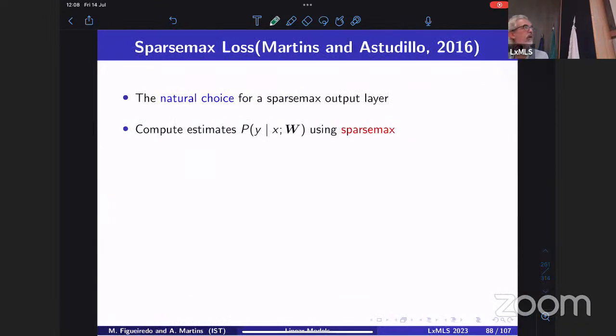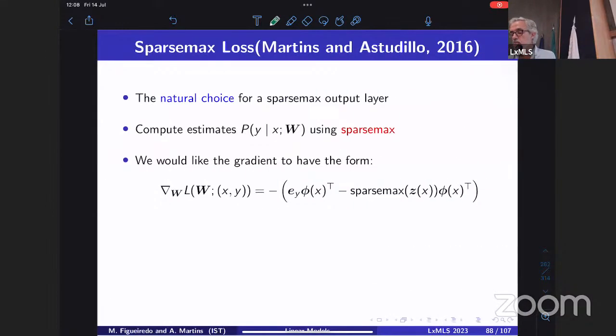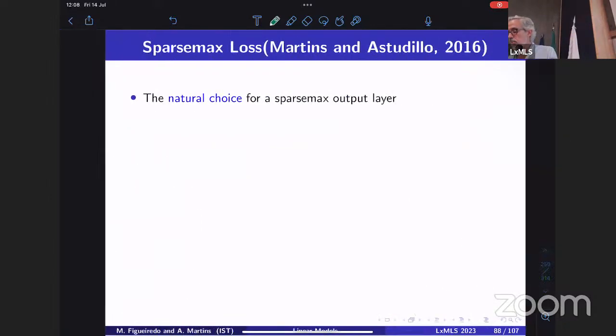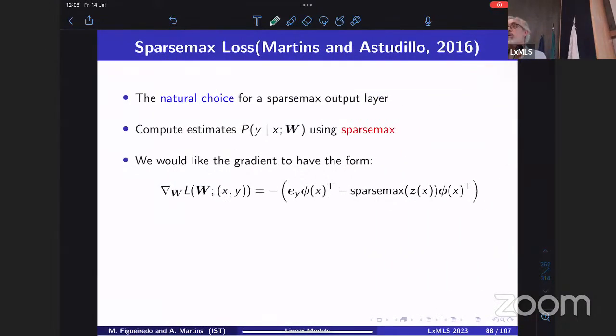What can we do? Let's try to follow the same strategy. We would like to compute the estimate of the probabilities now using sparsemax, and we would like the gradient to look the same. We can take this term from here and put it here. And this is just the difference between e_y, which is just an indicator vector, 0, 0, 0, correct class 1, 0, 0, 0, and the other term, which is just the probabilities. I'm looking at the difference between what I would like, which is all zeros, one, all zeros, and the current estimate of the probabilities. I would like to do the same for sparsemax, have a gradient that looks the same. That would be great.